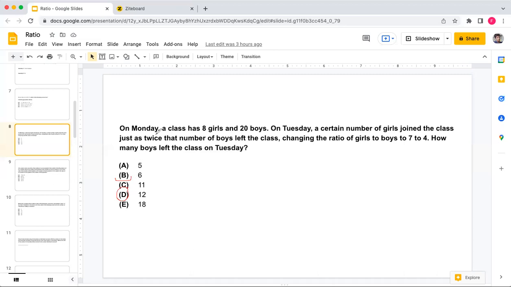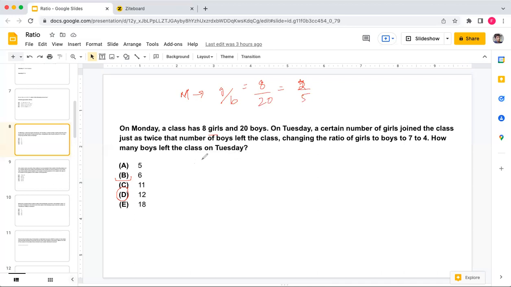The question is saying that on Monday, the class has 8 girls and 20 boys, right? On Monday, the ratio of girls to boys is 8/20, and this will be 2/5, right? And the question says on Tuesday, a certain number of girls joined the class, just as twice that number of boys left the class.